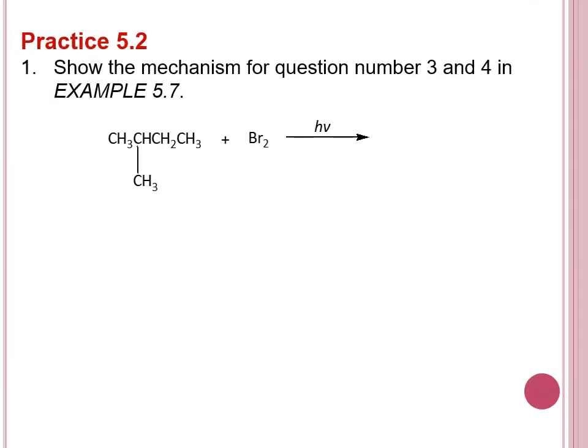Okay, now let's do question number 1 of practice 5.2. We need to write the reaction mechanism for 2-methyl butane. As we have seen in example 5.7, the answer is having to produce this product. And first we need to do step 1, initiation.